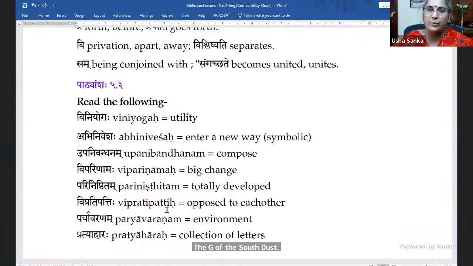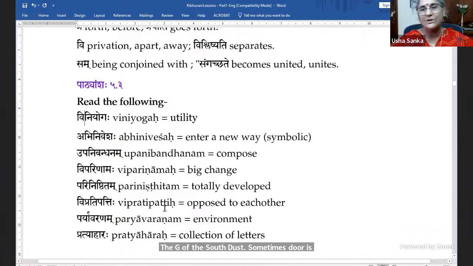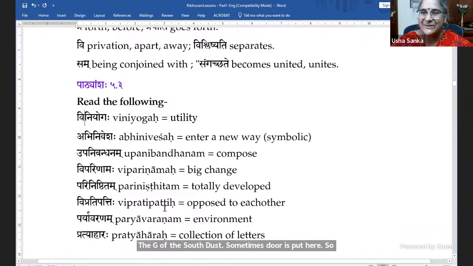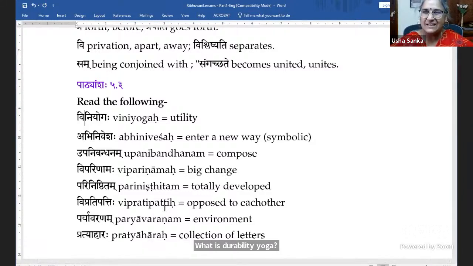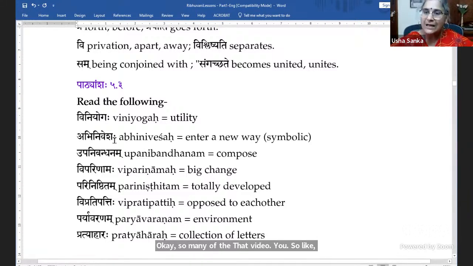Sometimes dur is put here. So viniyogaha is utility. What is duviniyogaha? Dur is bad. So bad utility, using something in a bad way. Sad viniyogaha also is there. So viniyogaha, good utility. So there are three things. Dur, ni. Then durabhiniveshaha, bad entering. So entering into a new way.